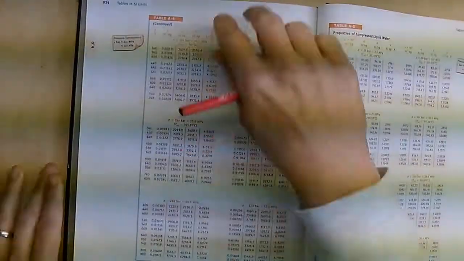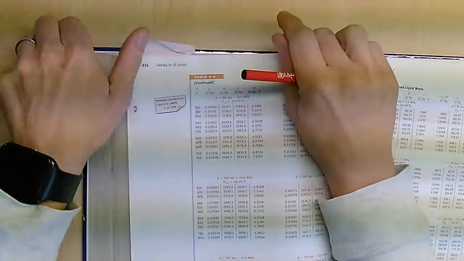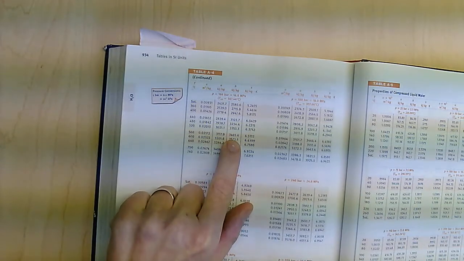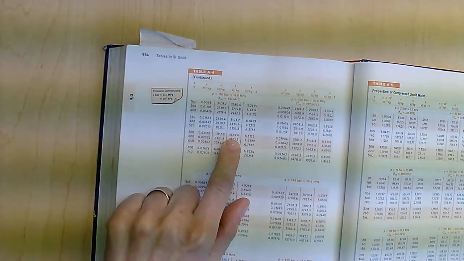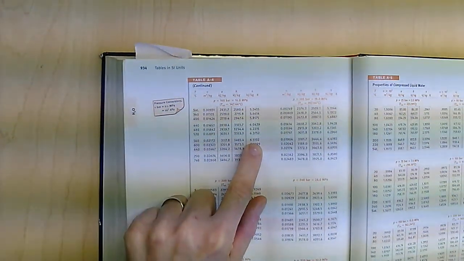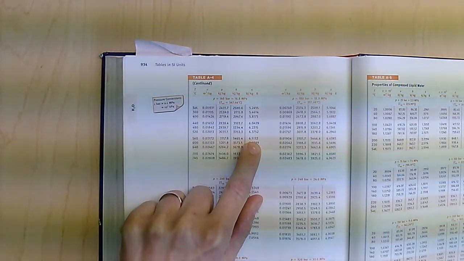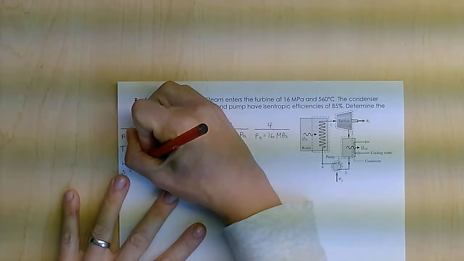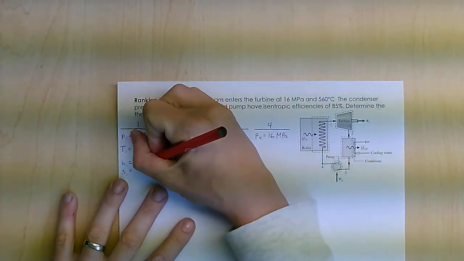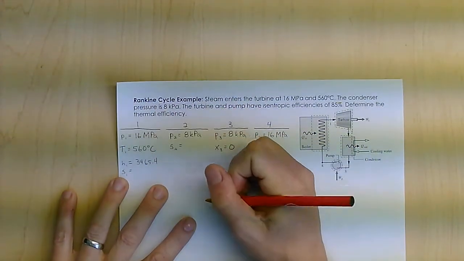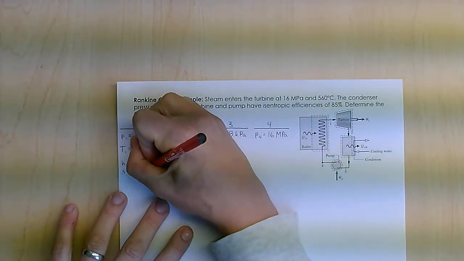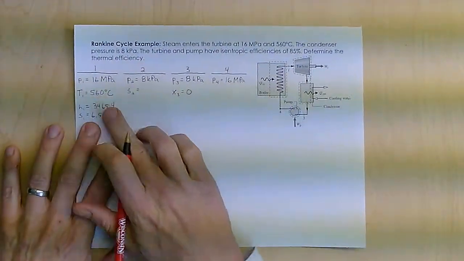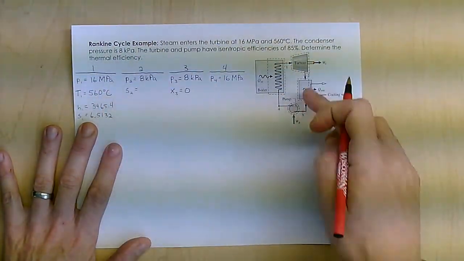It's 16 megapascals and 560 degrees Celsius. You can see that my H is 3465.4 and my S is 6.5132. So I'll jot those down: H is 3465.4, and S is 6.5132. Again, the first thing I need to do is find the optimal performance of my turbine.